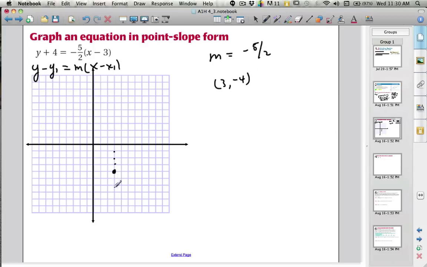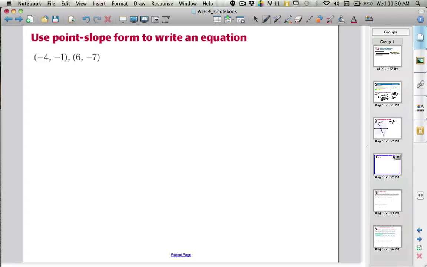And then I want to follow my slope. So I could go down 1, 2, 3, 4, 5, and right 2. Or I could go up 5, 1, 2, 3, 4, 5, and left 2. Oh, look at that. That's my x-intercept. It's not my y-intercept. And that allows me to go ahead and graph the line. So what did I do? I pulled the point out of point-slope, and then I pulled the slope out of point-slope, and I used the point and the slope to create the graph.